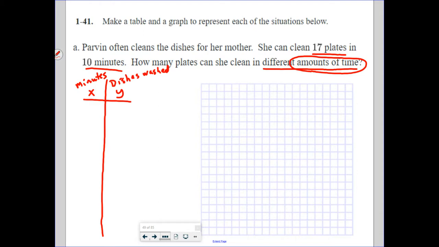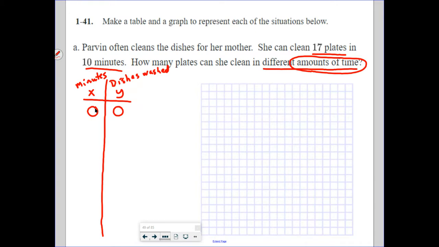Okay, so what minutes do you think we should start with? Well, some of you might say 10 or something like that. How about if we start with 0? Ladies and gentlemen, how many dishes can you wash in 0 minutes? Well, logically, 0. Cool.